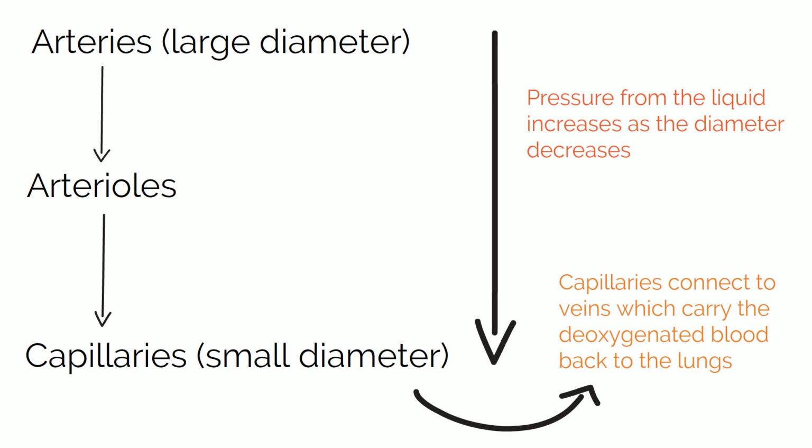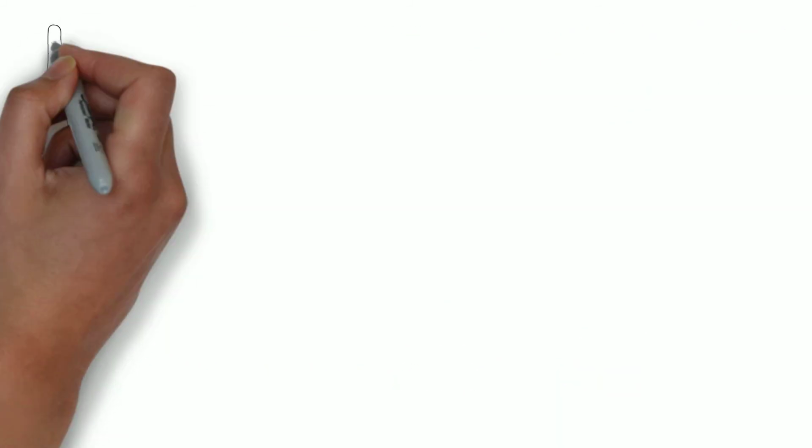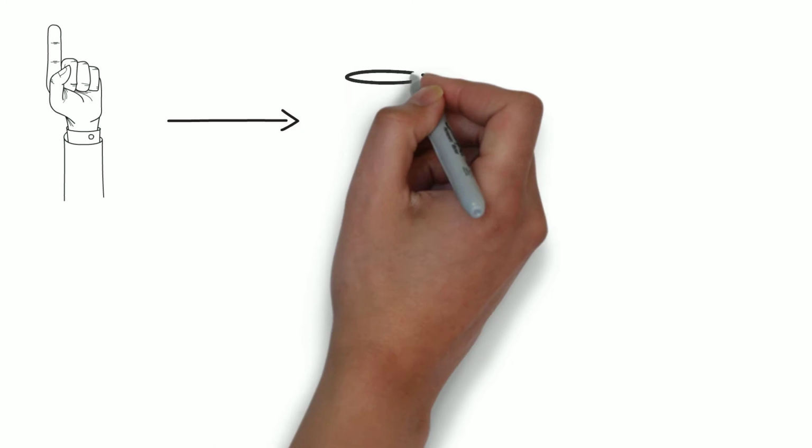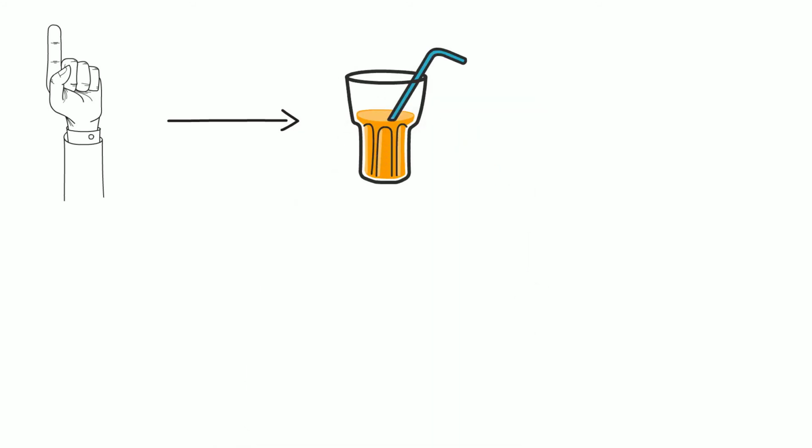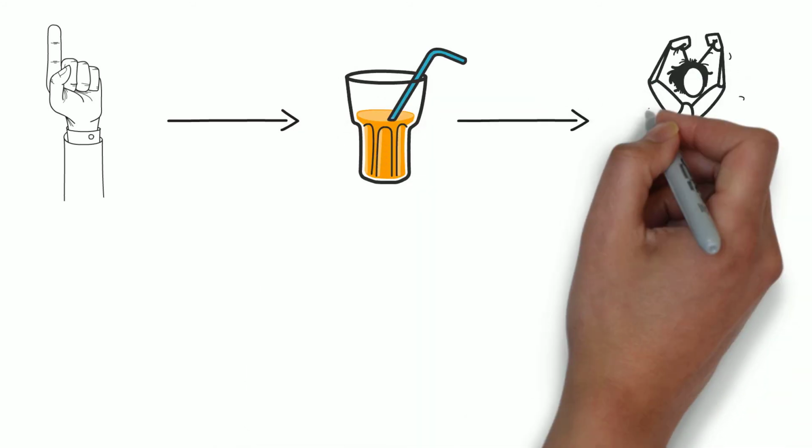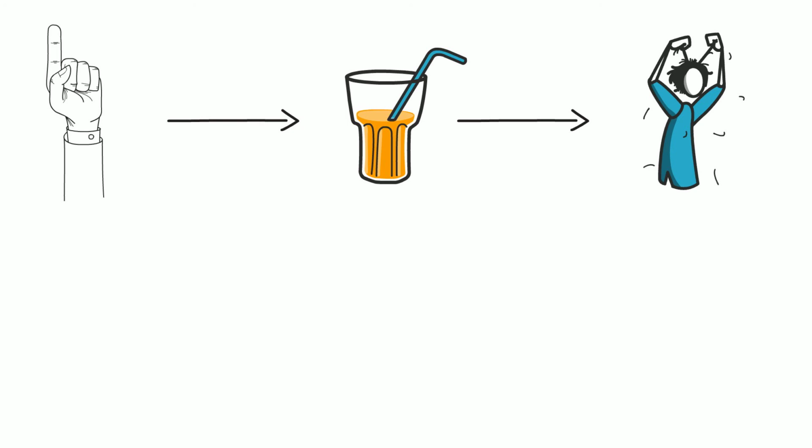These capillaries have small gaps in their walls, so fluid can be forced out of them. If you imagine, for example, a vessel the size of your finger connected to a vessel the size of a straw, and then finally connected to a vessel the size of a hair, you can imagine that that hair-like vessel will have an enormous pressure when there's liquid flowing through it, due to the reduction of the diameter.